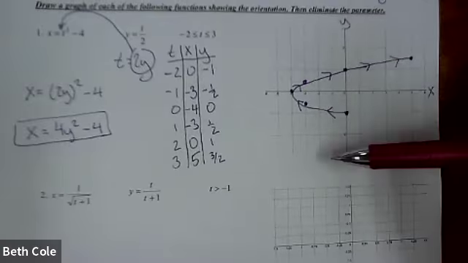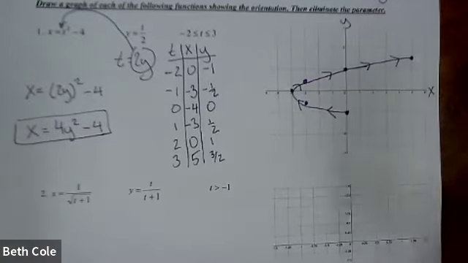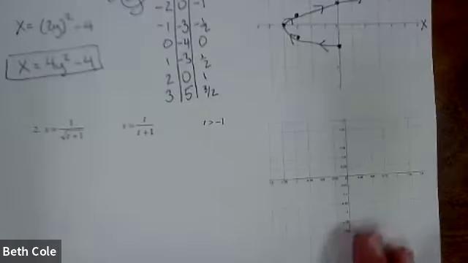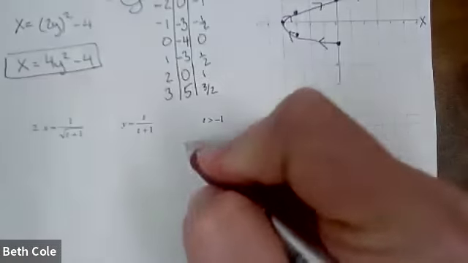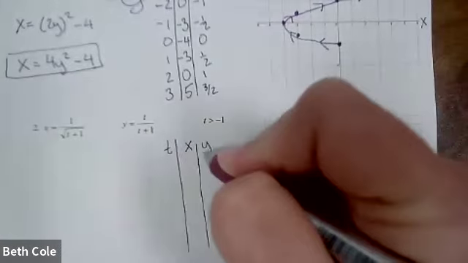Do you see how it fails the vertical line test? It doesn't matter, though. Your particle started here, it went this way, and it came over here. Cool, let's try it again. That was fun, right? You're going to make your table. Oops, I always forget to put t. t, x, and y.